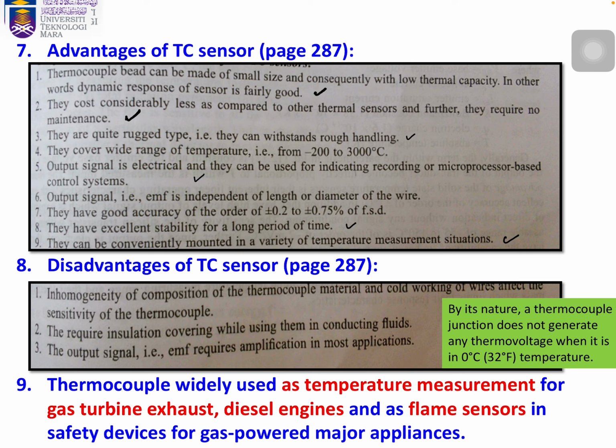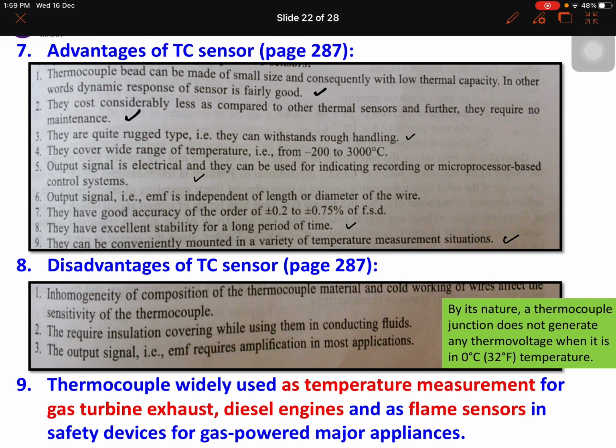Next, the advantages of thermocouple sensors. First, the thermocouple bead can be made of small size and consequently with low thermal capacity. In other words, the dynamic response of the sensor is fairly good. Their cost is considerably less compared to other thermal sensors, and they require no maintenance. They are quiet and rugged, so they can withstand rough handling. They cover a wide range of temperature.